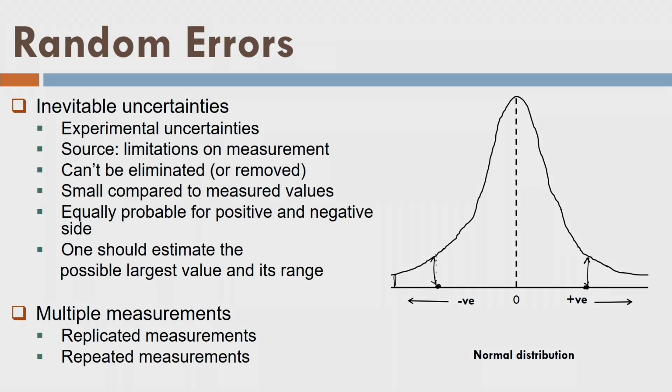And that is why we always take multiple observations, not a single observation. We do not rely on a single observation. I hope that you can appreciate why we take multiple measurements. Okay, when we take multiple measurements, we have two ways of taking the observations. One is replicated measurements and another is repeated measurements.